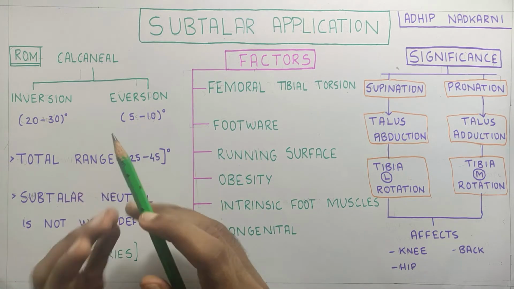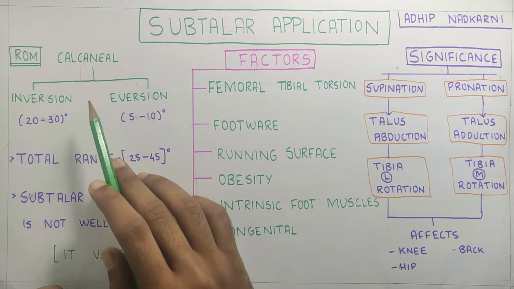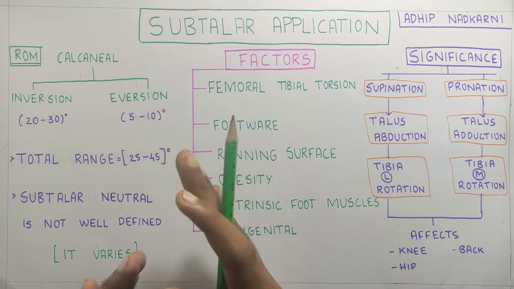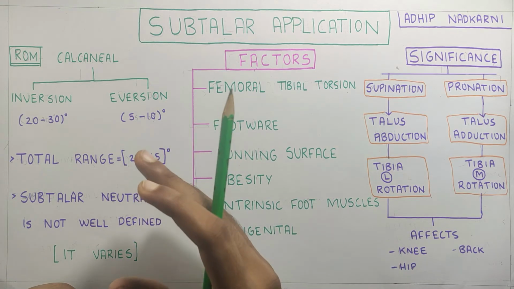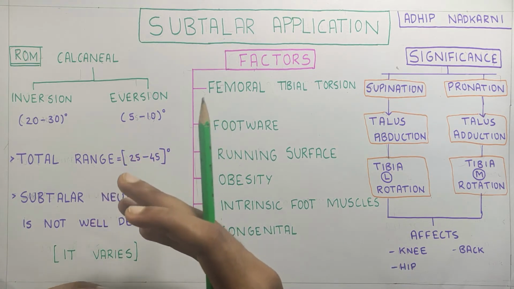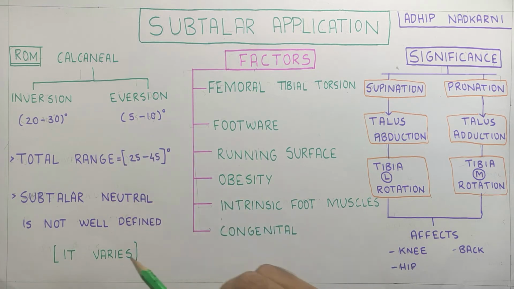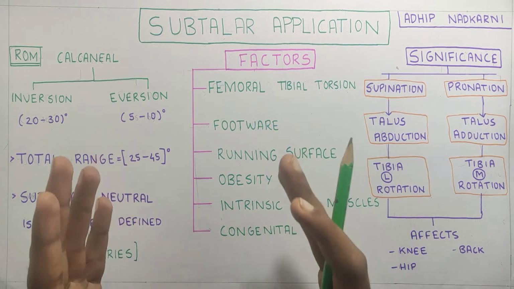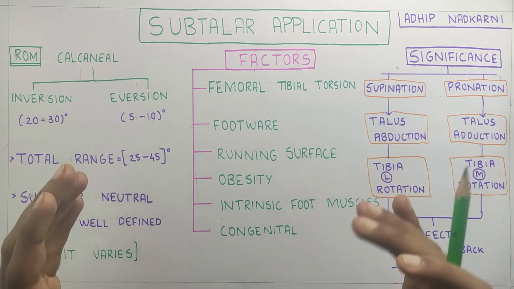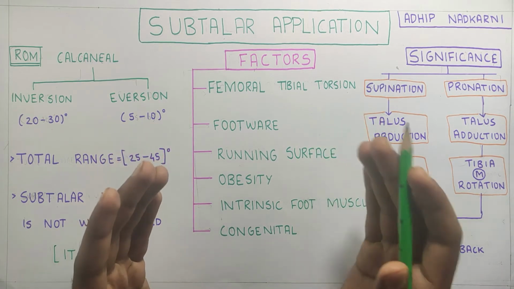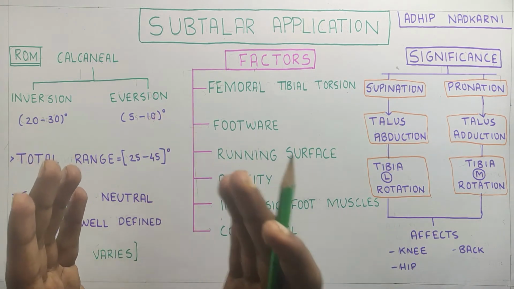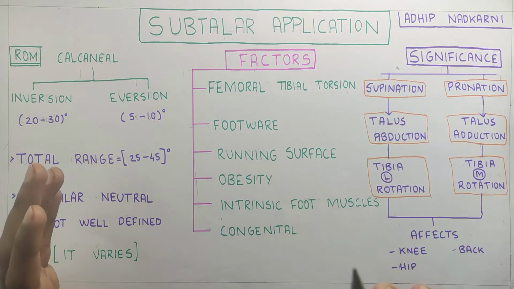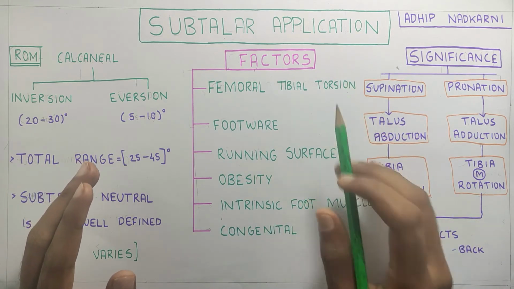Now, the midpoint between inversion and eversion is called the subtalar neutral. This is not well defined because many people have different subtalar neutral. That is, some people have a more pronated hindfoot, whereas some people have a more supinated hindfoot. So it keeps varying. But even with some variation, we still have a mid-range called the subtalar neutral, and this is how your foot should be in weight bearing. If there is increased supination or increased pronation of the subtalar joint or the hindfoot, it can be problematic, and we'll see some of the factors which can lead to this.